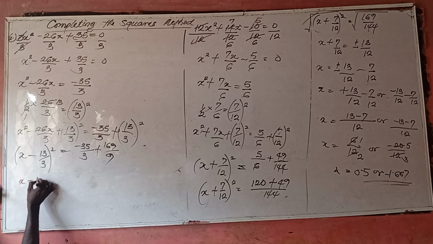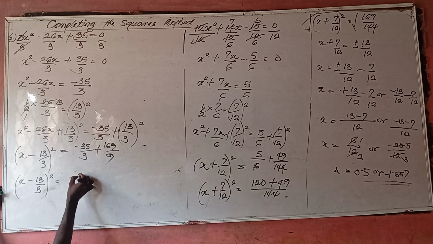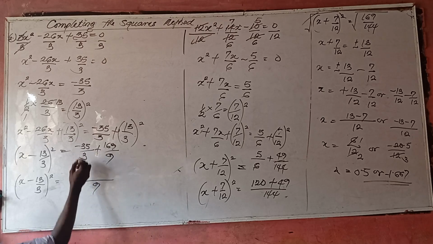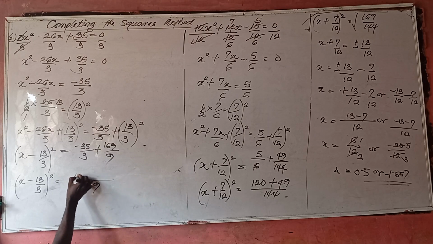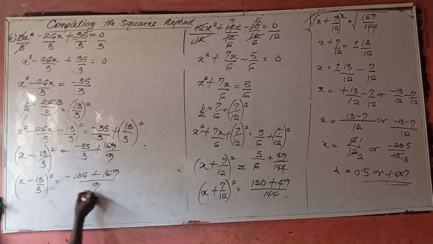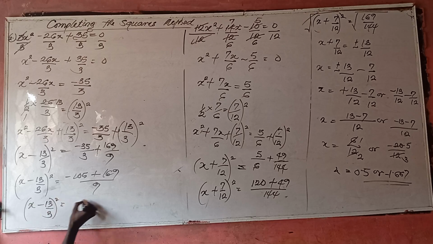So we have x minus 13 over 3 all squared is equal to minus, LCM of this, 9. 3 times 35, 105. Minus 105 plus 169. So just do 169 minus 105, that's 64. So x minus 13 over 3 all squared is equal to 64 over 9.